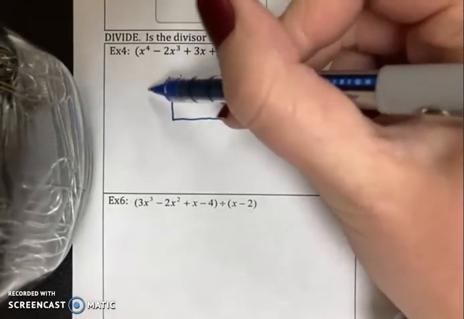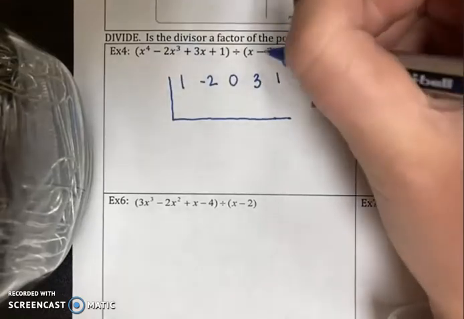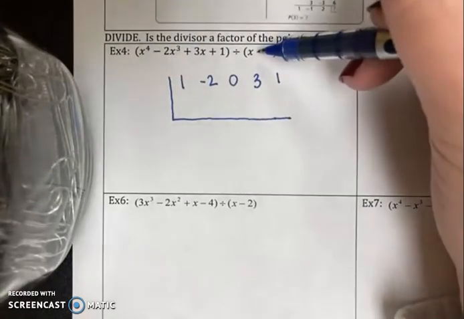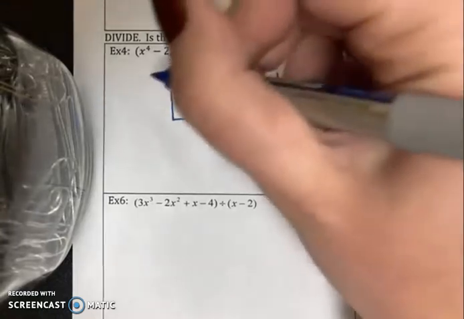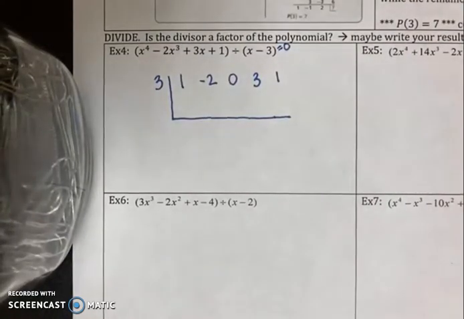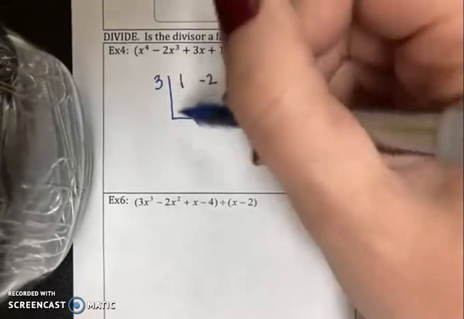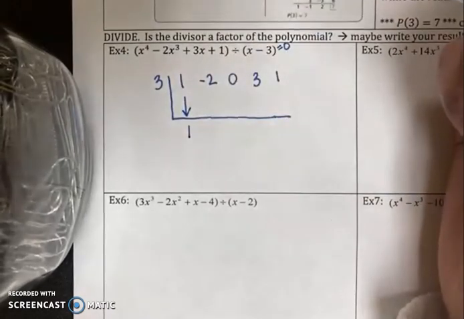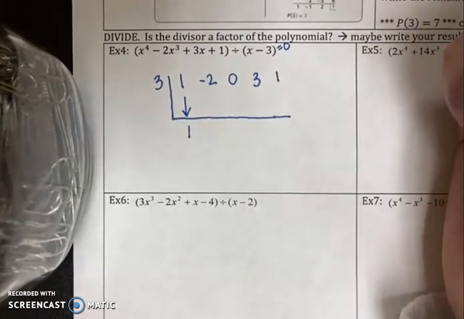The number that goes here is the divisor set equal to 0. So I would add 3 to each side, giving me a positive 3. Once we have it set up, we need to first bring down the 1. And then we're going to repeat the pattern of multiplying, adding, multiplying, adding.